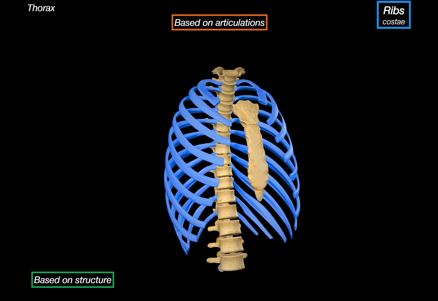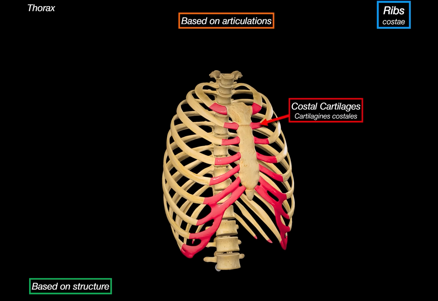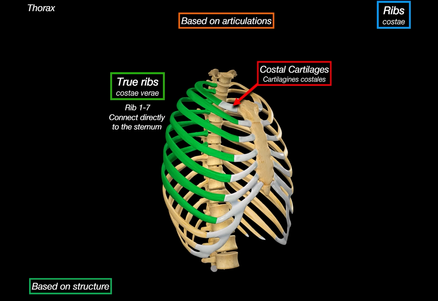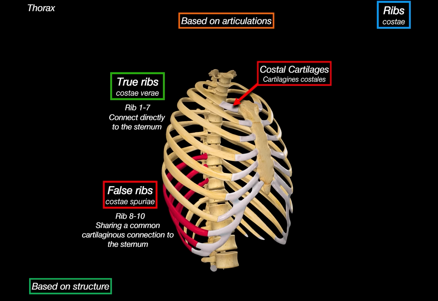Now, let's go ahead and complete the rib cage by adding the costal cartilage, which is cartilage connecting the ribs to the sternum. First, we have the true ribs. These are ribs 1 through 7. They're called true because they each connect directly to the sternum through their own individual costal cartilage. Next are the false ribs, ribs 8, 9, and 10. These don't have a direct connection to the sternum. They instead share a common cartilage that merges with the cartilage of the rib above, forming an indirect link.